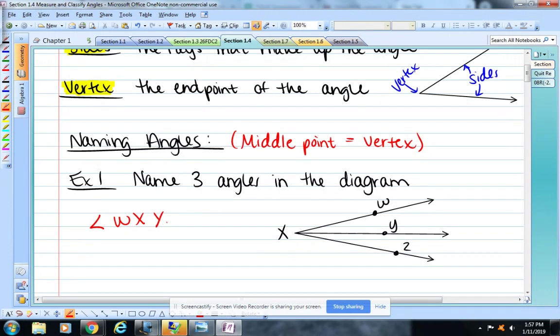Can somebody tell me one of the names for this angle down here? YXZ or ZXY. But make sure when you're naming an angle, you put the little angle symbol. YXZ. The third angle in the picture is the large angle. So somebody tell me a name for the large angle. Is Y part of the large angle? No, because it's not on the edges or the sides of the large one. So you could say ZXW or you could say WXZ.